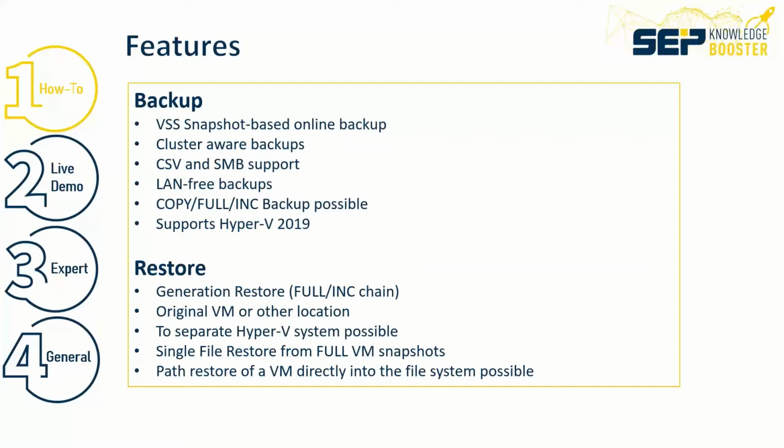You can do the single file restore, as mentioned, from the full backups, and a path restore of a virtual machine directly into the file system. That means you can do a cold restore of that virtual machine just to restore the disks, the VHDs, to a location to work with those disks, as an example, without restoring the complete virtual machine and bringing it online.